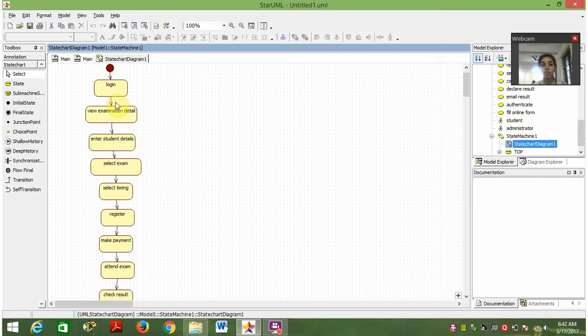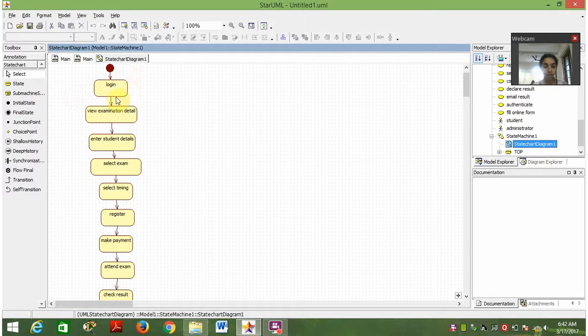Generally, a state chart diagram is for a single class. It defines the activity flow of a single class. So now we will see the example, that is the examination server. At first we will see the notations.